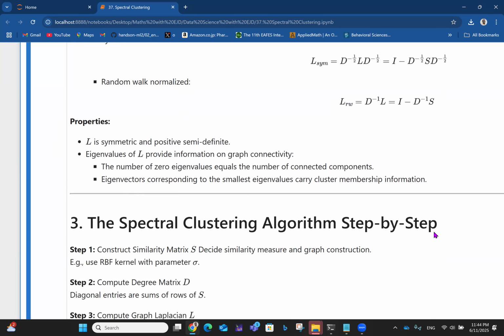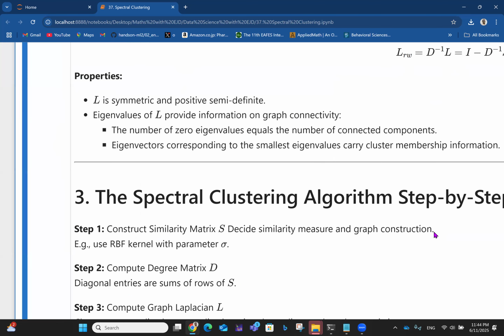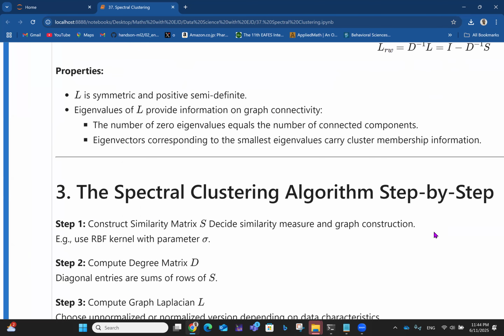Then for the properties, you have L is symmetric and positive semi-definite. If you don't know what this means, you can check my very first playlist on this channel, which is on matrices. I talked about definiteness, whether something is semi-definite or positive definite or negative definite, things like that.